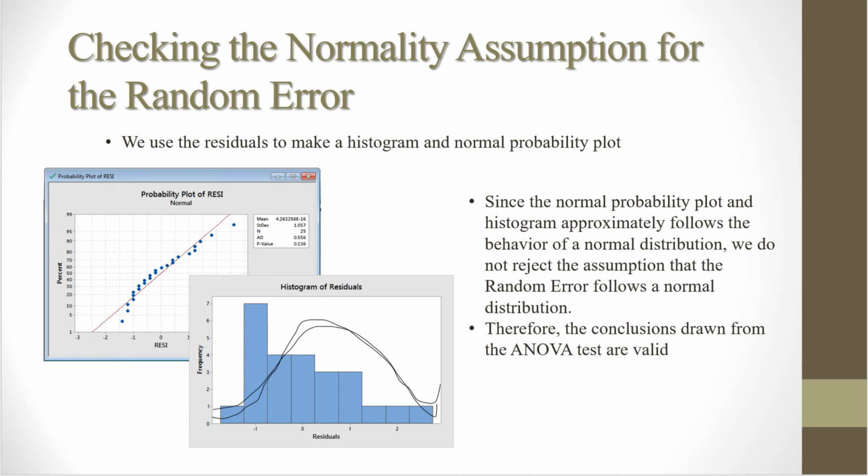So then lastly, we're going to check the normality assumption. So we're going to use the residuals to make a histogram and normal probability plot. And so as we can see here, it's close to not being normal, but the p-value actually does show here that it is approximately normally distributed. So we do not reject the assumption that the random error follows a normal distribution, and therefore the conclusions drawn from the ANOVA test are valid.